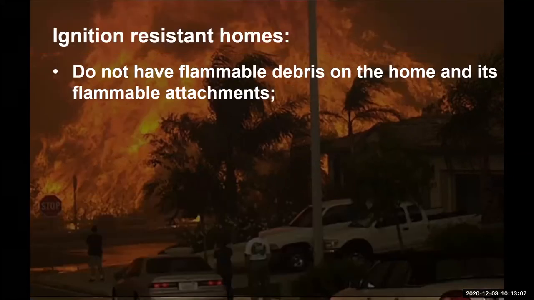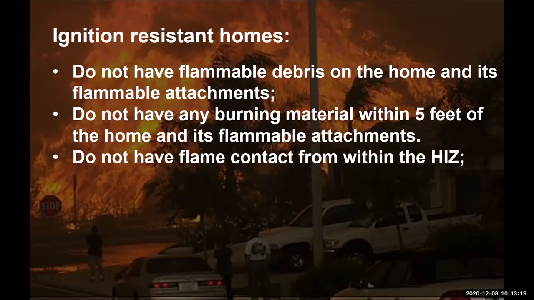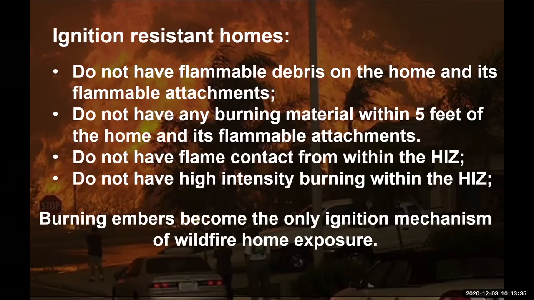So resistant homes do not have flammable debris on the home and its flammable attachments. They do not have any burning material within 5 feet of the home and its flammable attachments. They do not have flame contact from within the home ignition zone, and they do not have high intensity burning within the home ignition zone. All things we have readily available choices over before the extreme wildfire. Burning embers, the ignition mechanism of wildfire home exposure.